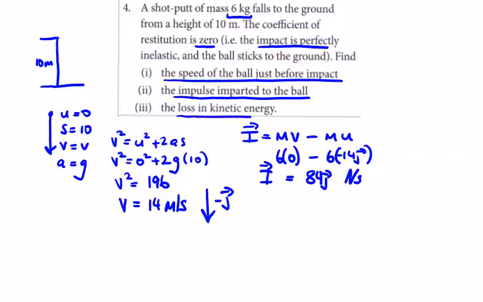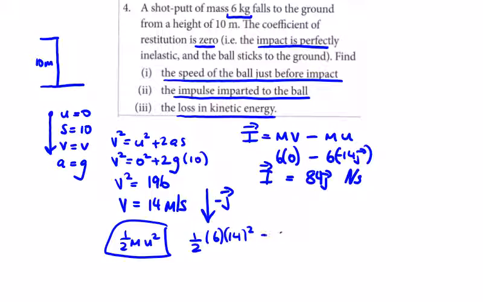And then the loss in kinetic energy, half mu squared. So the loss is going to be, what is it before? A half times 6 times 14 squared. Well, afterwards it's just going to give me a 0, isn't it? We take the difference. A half times 6 times 0 squared, which is just 0. So we're going to have 196 times 3, which is 600 minus 12, 588 joules.